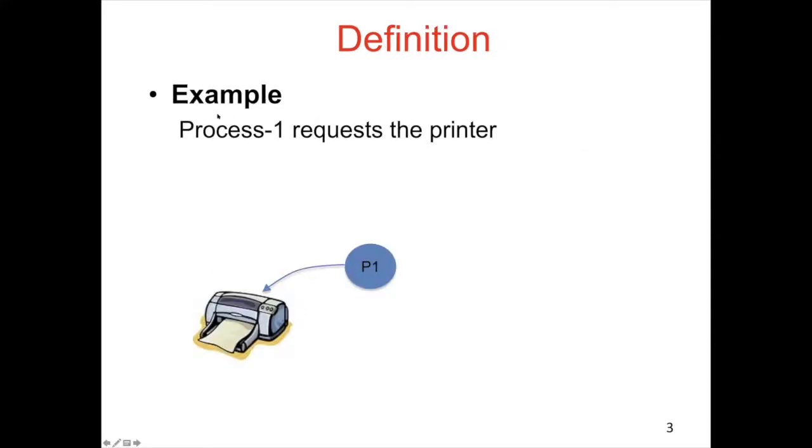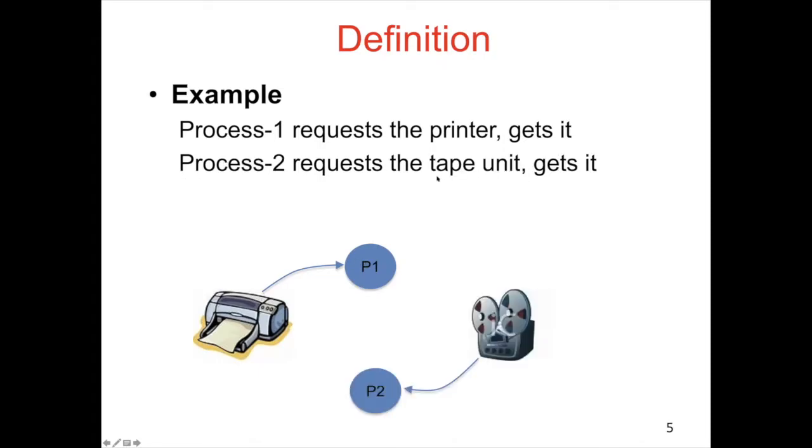For example, suppose that process 1, P1, requests a printer. We show the process with a circle and it requests the resource printer. Because it is free, it is allocated to process P1. We are showing this situation with an arrow from the resource to the process. Then process 2 requests the tape unit and gets it. So we have an arrow from the resource tape to the process P2.